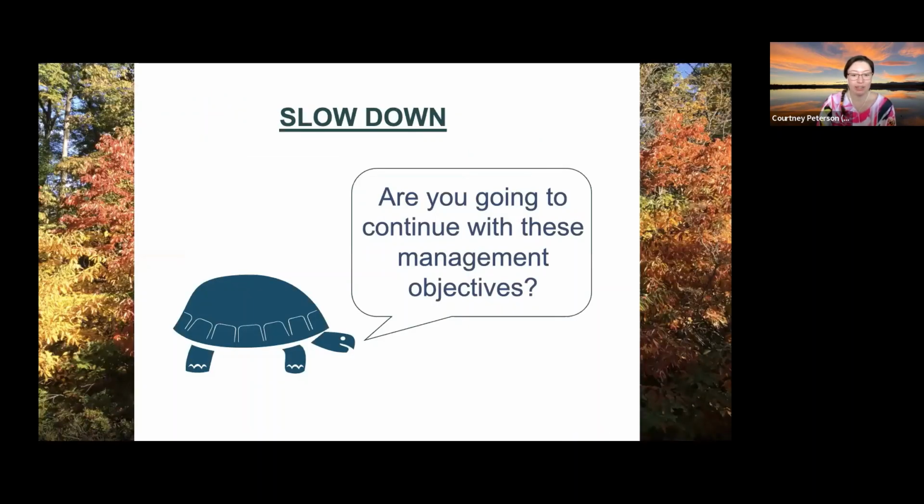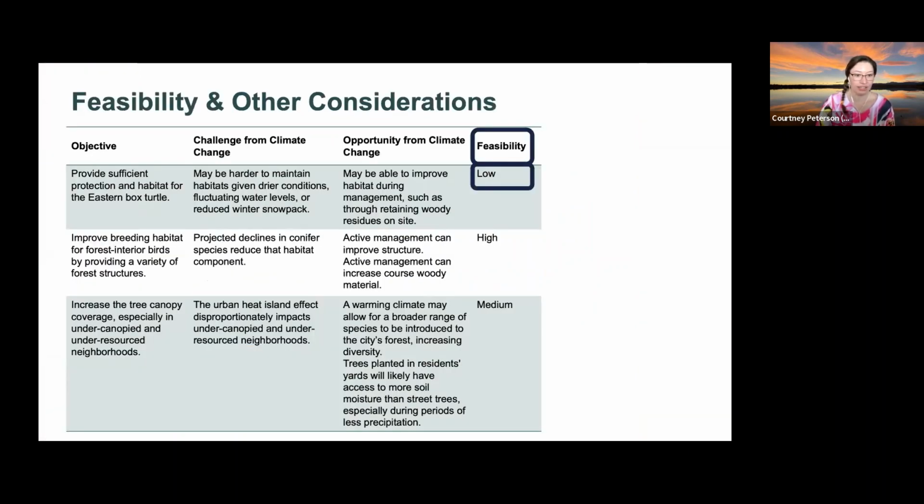So again, with this step, it's really time for us to slow down and consider whether we're going to continue with our objectives as written or if we want to adjust them. And so if you're finding that you have a management objective that has low feasibility, this is really a chance for us to consider whether you want to continue with that objective or change it. So again, really thinking about if we have that low feasibility for one of our management goals and objectives, maybe we reframe that goal or objective, or we think about different areas where we can maintain box turtle habitat and other areas where it might be a losing battle under climate change into the future.